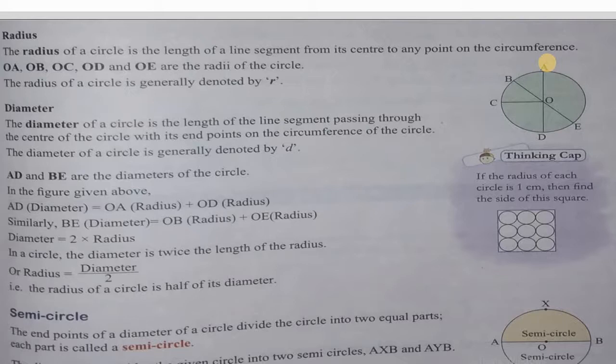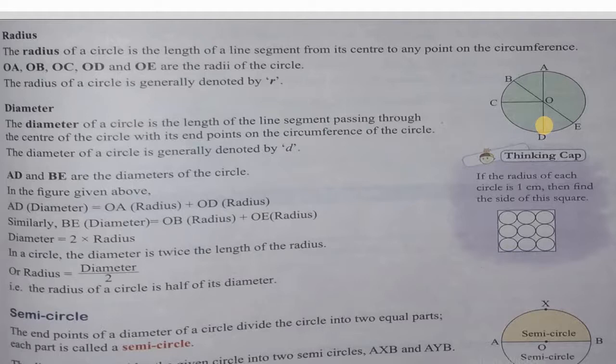As I said, radius is used when it's only one. But if we have multiple, we say radii. The spelling is R-A-D-I-I. So here we have many radii: 1, 2, 3, 4, 5. We will call it 5 radii in this circle. The radius of a circle is denoted by R.